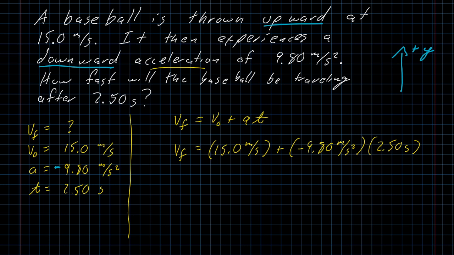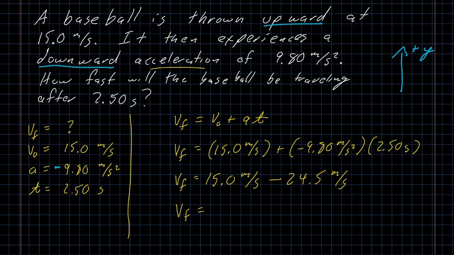If I multiply 9.80 times 2.50, I get 24.5. And if I multiply meters per square second times seconds, one of the factors of seconds is going to cancel out, leaving me with meters per second. Then I have like units. I can go ahead and subtract.